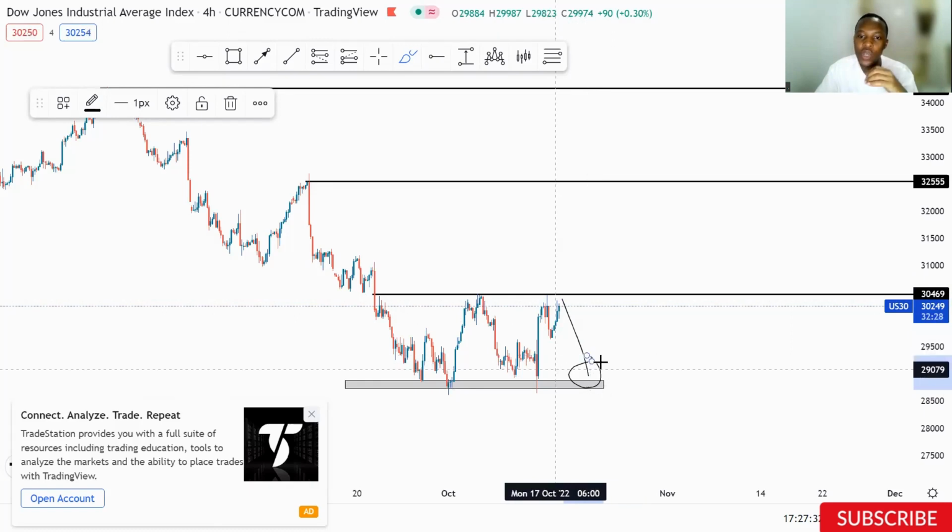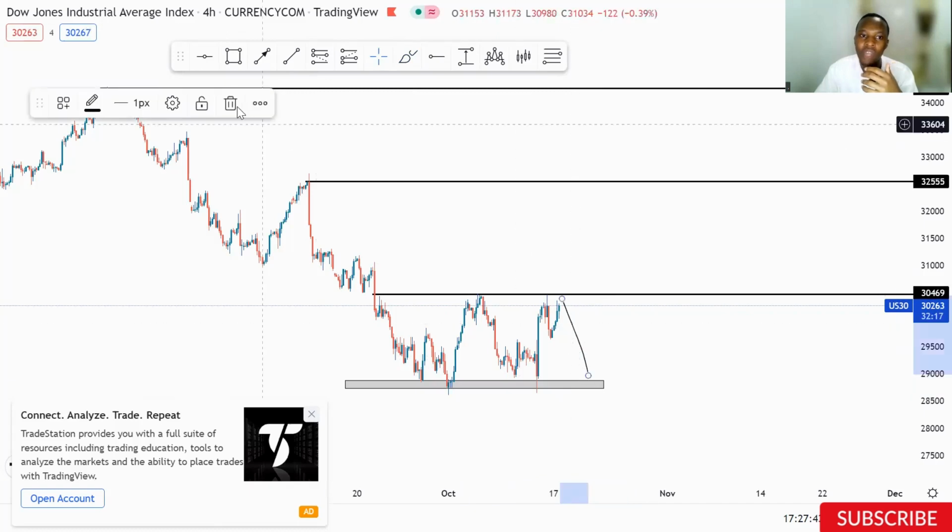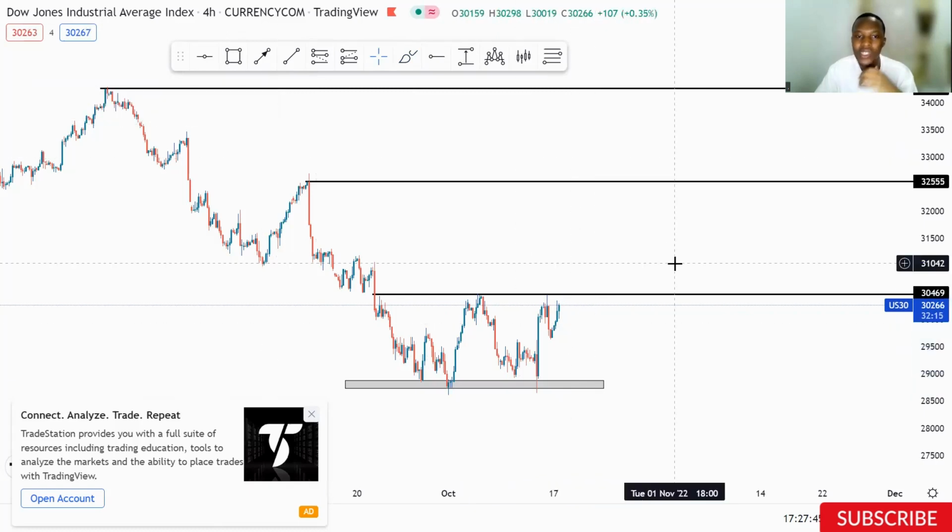So if by the time the market gets here you won't be in front of the charts, then your buy limit is going to step in on your behalf for such scenarios, right? So everything that we need here, guys, is here. We just need to know how to use these things.